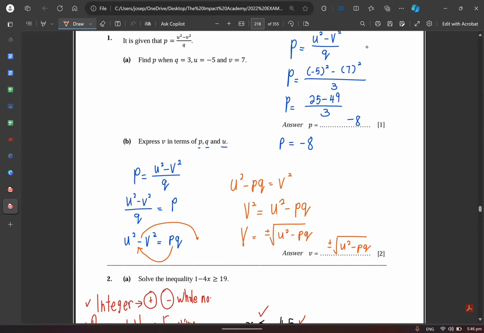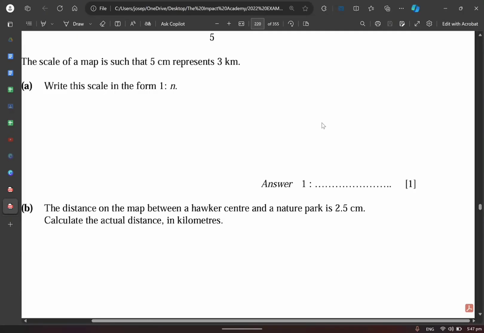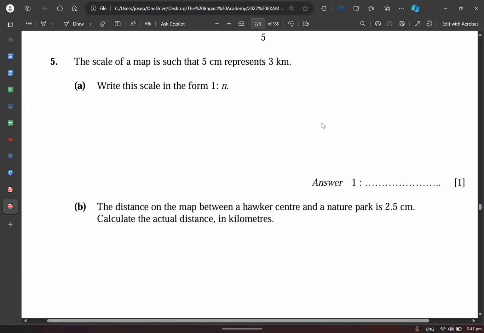Now, the scale of a map is such that 5 cm represents 3 kilometers. What you want to do first is to write out first. I always tell my students, because in ratio, there shouldn't be any units, you all must be very careful. I write like that: 5 cm rep 3 km. I'm not saying rep as in present, rep as in REP, which is represents.